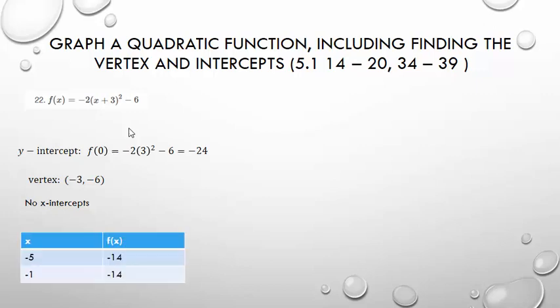That means I need a couple more points. I always just pick a point on each side of the vertex. I've got the vertex at negative 3. I went 2 in each direction. Got negative 5, negative 1. Plug those in. Get negative 14 for each y value there if you plug them into the original function.